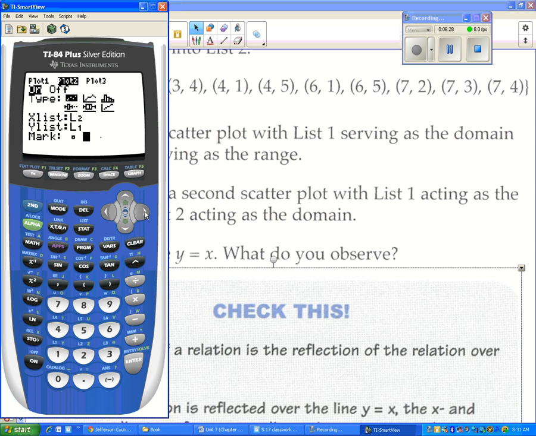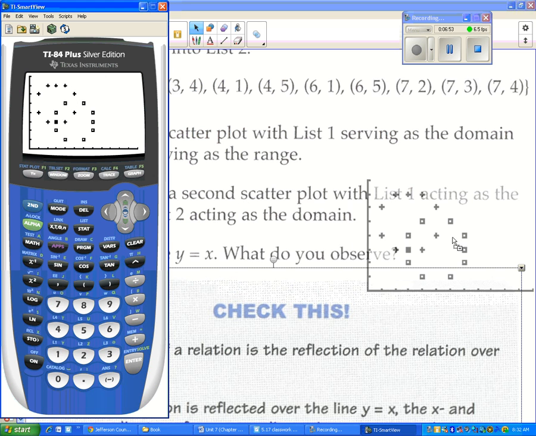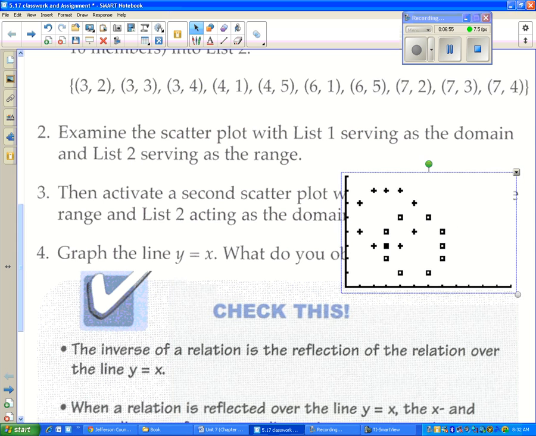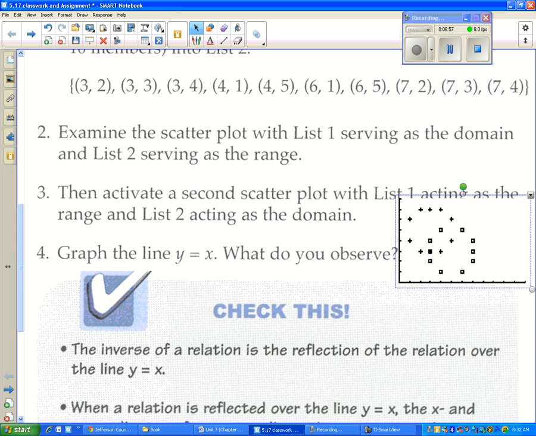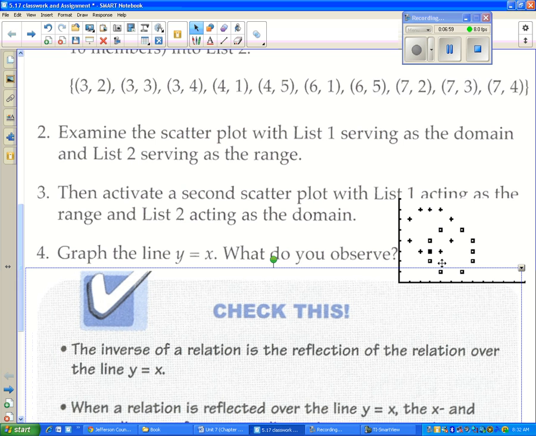Why did I switch my L1 and my L2? Am I going to put in more data? Nope, I'm not going to put in more data. For the inverse, everything we've been doing over the last 2 days, we switched my X and my Y. So that's what we're doing here. We're switching my X's and my Y's. Hit graph. And this should be the little picture that you end up with.